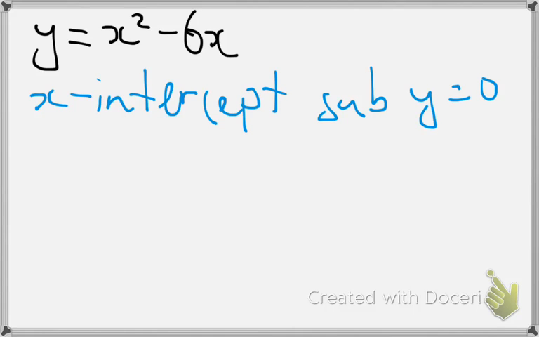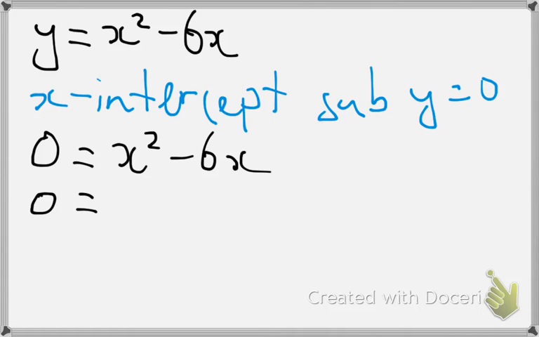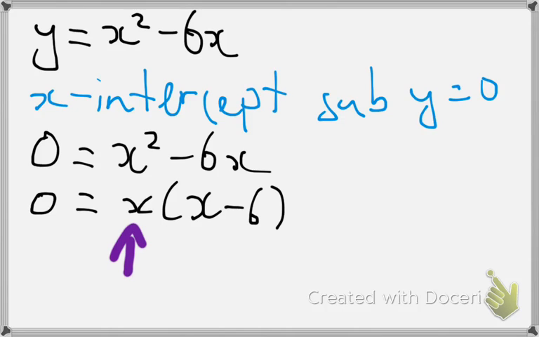Next up, we're going to find the x-intercepts. So I sub in y equals 0. So 0 equals x squared minus 6x. And I factorize and solve. So 0 equals x outside of x minus 6. And my two solutions are 0 there and 6 there. Therefore, x equals 0 and 6.